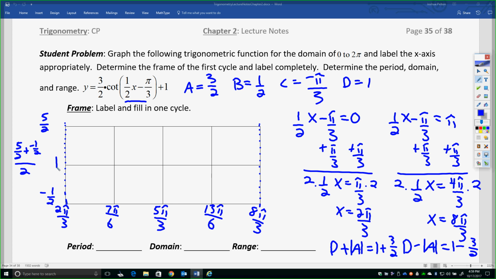Okay, so the formula for period for cotangent and tangent is pi over b. But in this case, b is 1/2. So if I times it by 2 and 2, that cancels, leaves me with 2 pi. Which makes sense here. The distance from 2 pi over 3 to 8 pi over 3 is a distance of 2 pi, because 8 pi over 3 minus 2 pi over 3 is 6 pi over 3, which is 2 pi. So up and down, this goes this way for all versions of cotangent. And essentially it goes down forever and up forever.